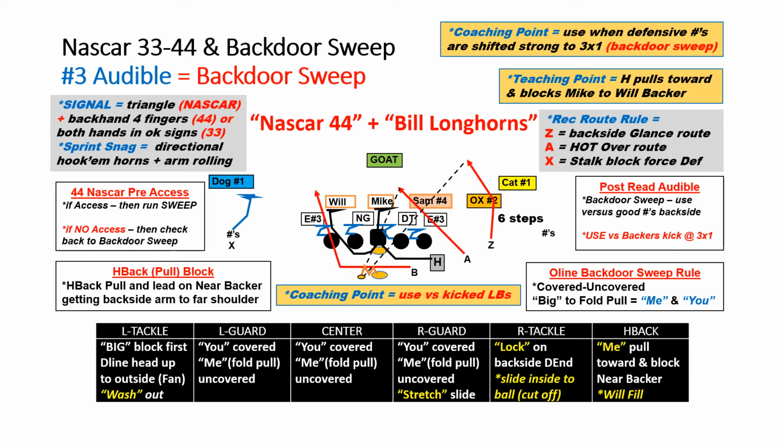All right, audible number 3 then is with Nascar 44 is we like to usually then go weak side. They've overloaded now to our 3x1 set, and we just go back to our backdoor sweep to the left in this situation, which is our Bills Longhorn. So again, we're going to go ahead and call Nascar 44 anticipating sweep to the right. But again, they've overshifted, so we've got great numbers to the weak side. Then we simply would go ahead and check to Bill Longhorns, and now we're running our backdoor sweep RPO, same read, nothing changes as our core play.